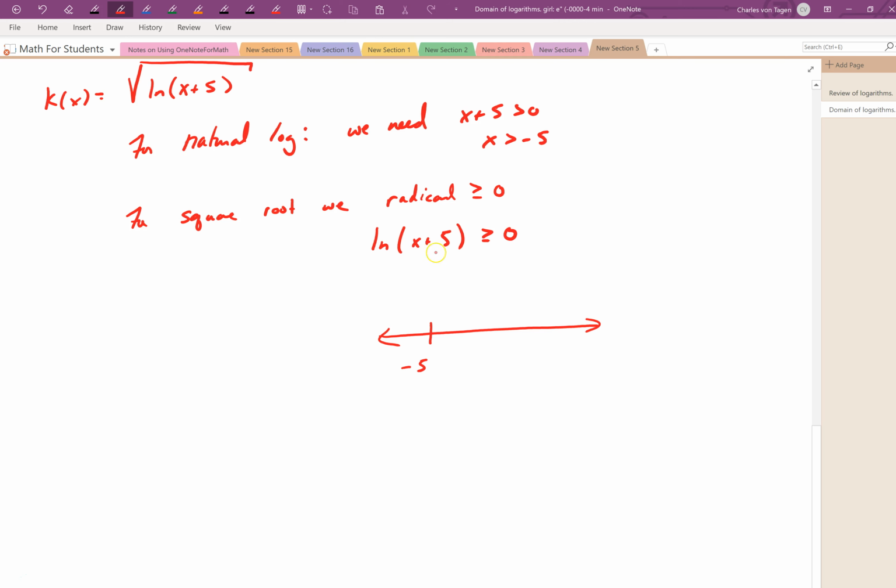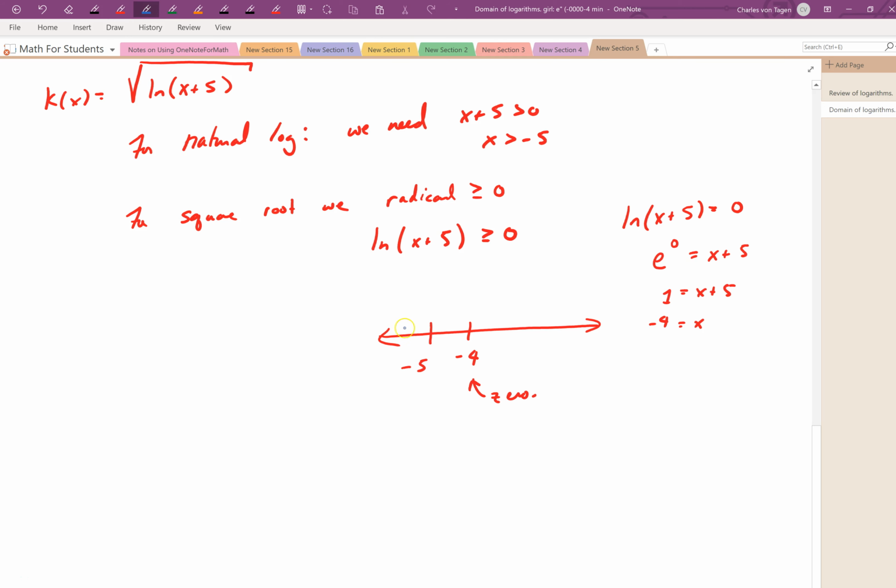But where is this expression 0? Well, we want to know when is the natural log of x plus 5 equal to 0. If we convert this to an exponential expression, this would say e to the 0 is equal to x plus 5. But e to the 0 is just 1. So this happens at x equals negative 4. So let's go ahead and put negative 4 on the number line, because this is where the expression came out to be 0.